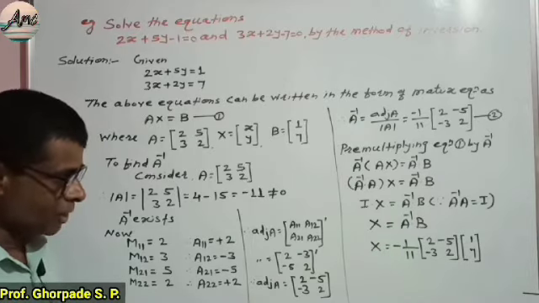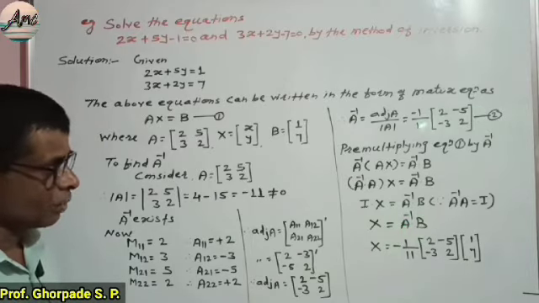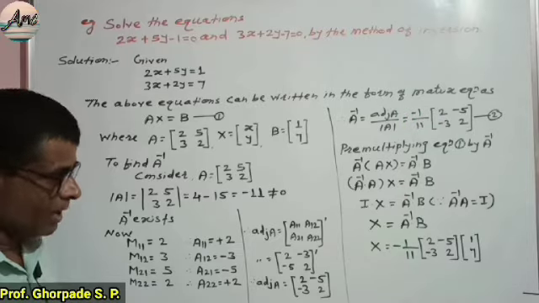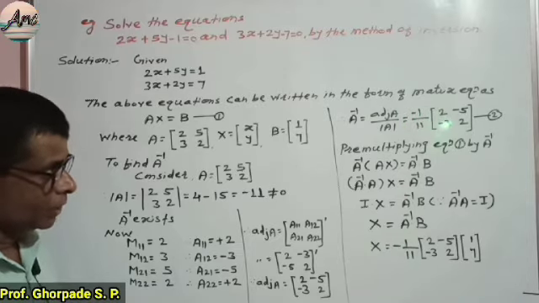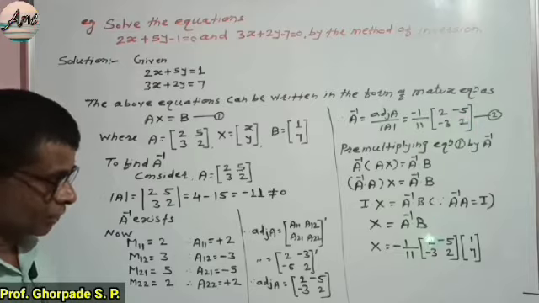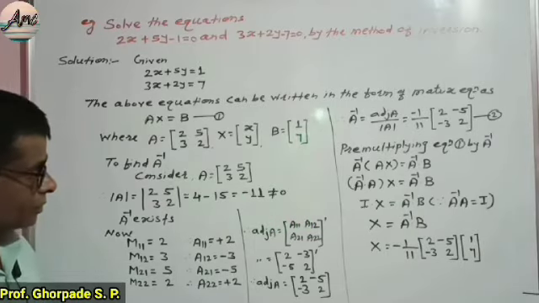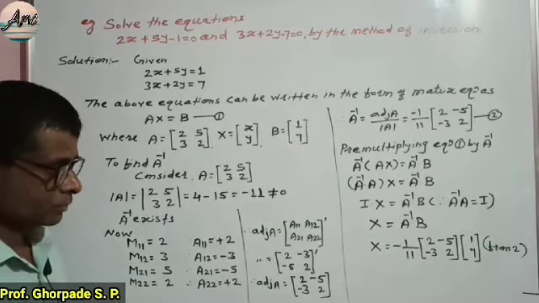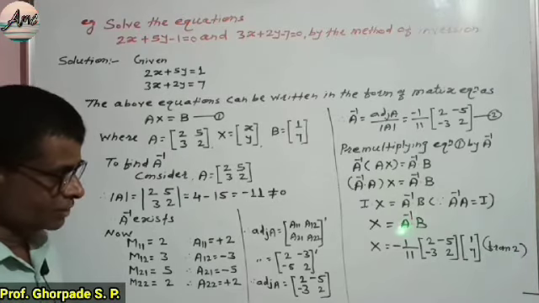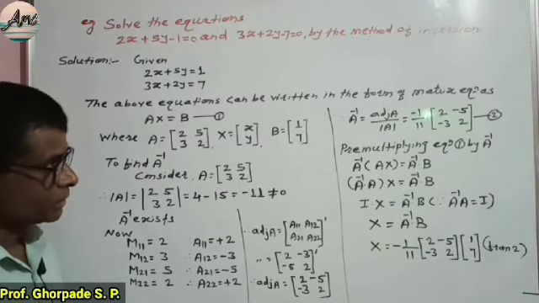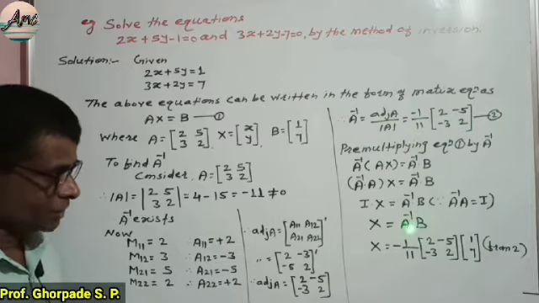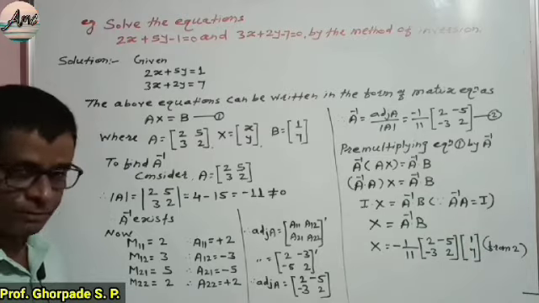So X is equal to A inverse. From equation number 2, what is A inverse? Minus 1 upon 11 into [2, minus 5; minus 3, 2]. This is the A inverse into B. What is B? B is what? [1; 7]. So from equation number 2, we replace this A inverse by minus 1 upon 11 into [2, minus 5; minus 3, 2], into the matrix B as what? [1; 7].